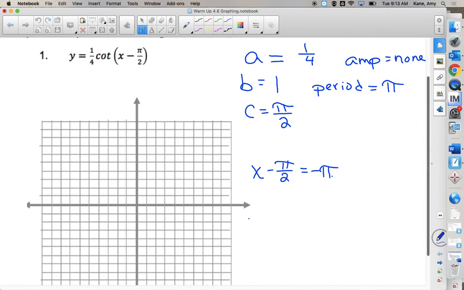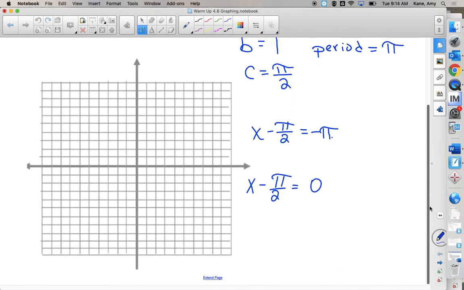Then we're going to do the same thing with another typical asymptote. Dylan, where would another asymptote be for cotangent? 0. And then the third asymptote for cotangent is at pi. So these three numbers represent the normal asymptotes for cotangent. That's where those three asymptotes usually are located. This is what's shifting. The asymptotes are going to move, so to figure out where they go, you solve for x.